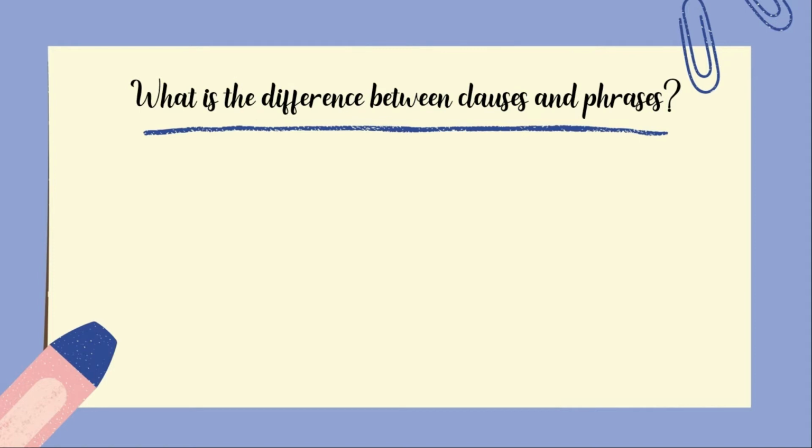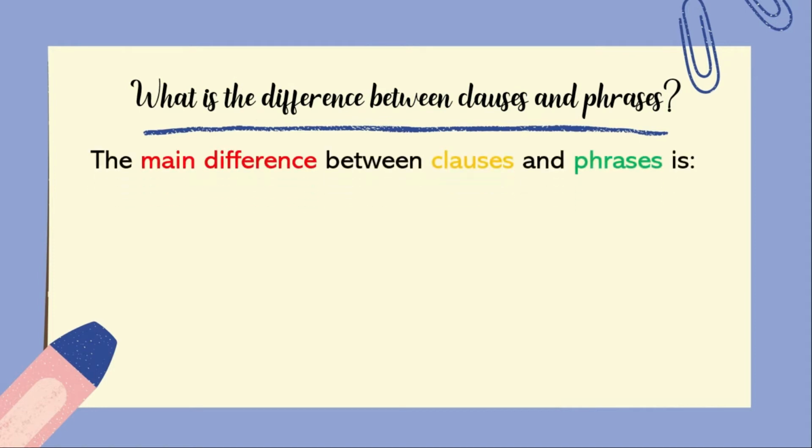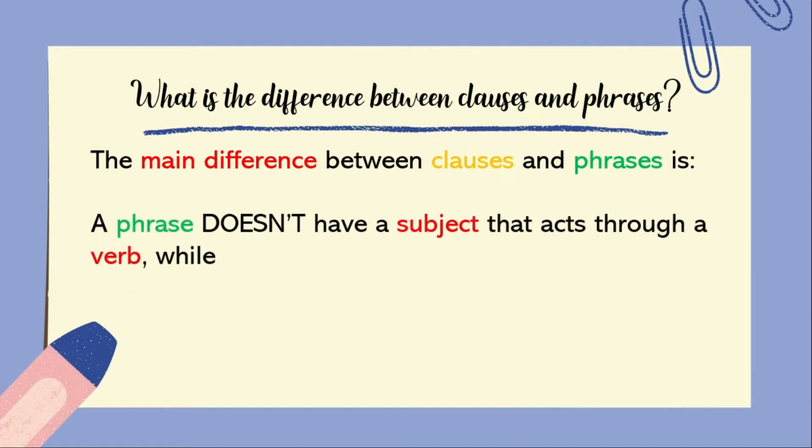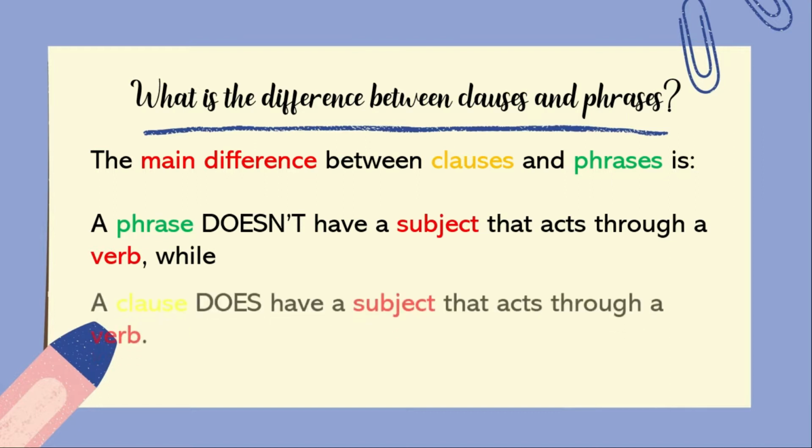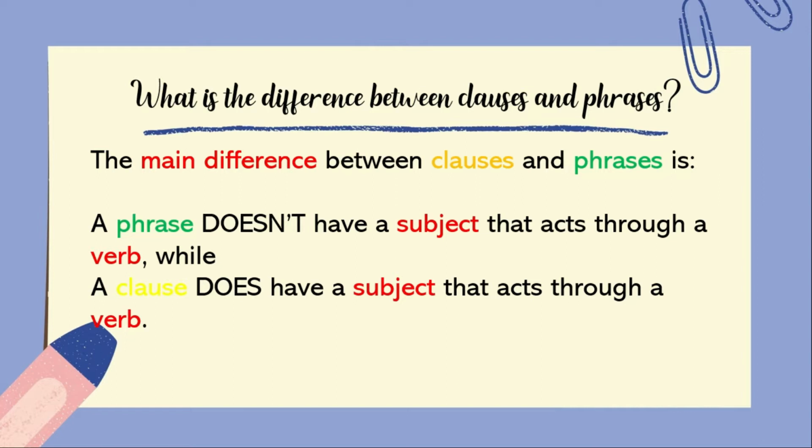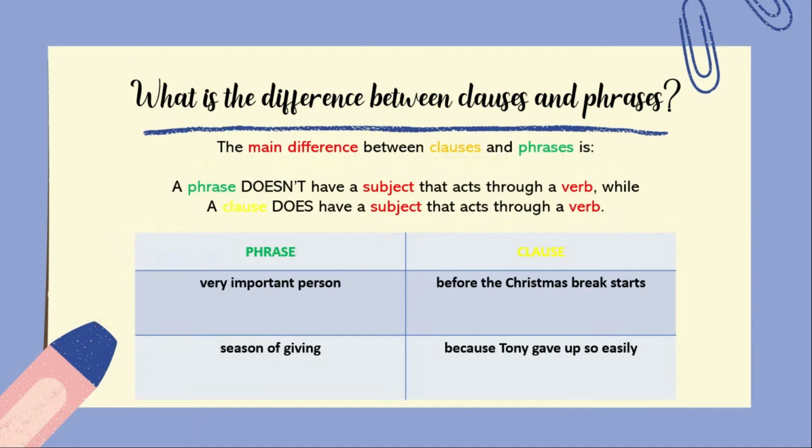What is the difference between clauses and phrases? The main difference between clauses and phrases is a phrase doesn't have a subject that acts through a verb, while a clause does have a subject that acts through a verb. Let's have an example. A very important person. This has no verb. This is a phrase.